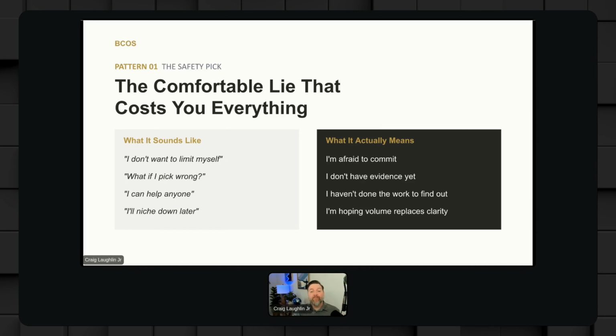"I can help anyone" means I haven't done the hard work to figure out who I specifically am uniquely positioned to serve. And "I'll niche down later" means I'm hoping that hustle and volume will somehow replace the clarity that I do not have. And I say this, guys, as someone who has lived inside this pattern for months. The safety pick is the most seductive mistake in coaching because it protects you from the discomfort of specificity. And specificity is supposed to feel uncomfortable. That's how you know it's working.